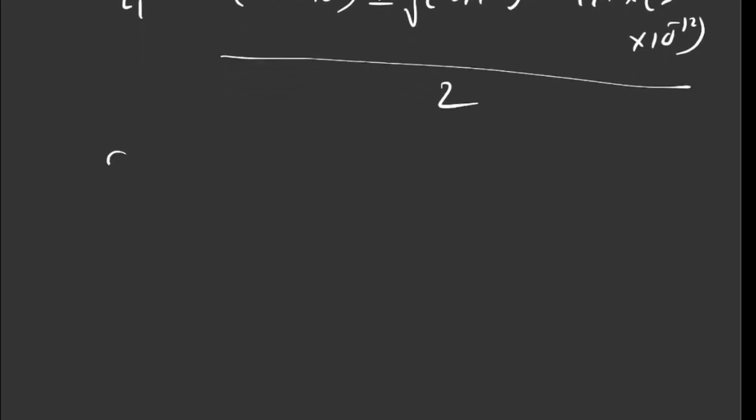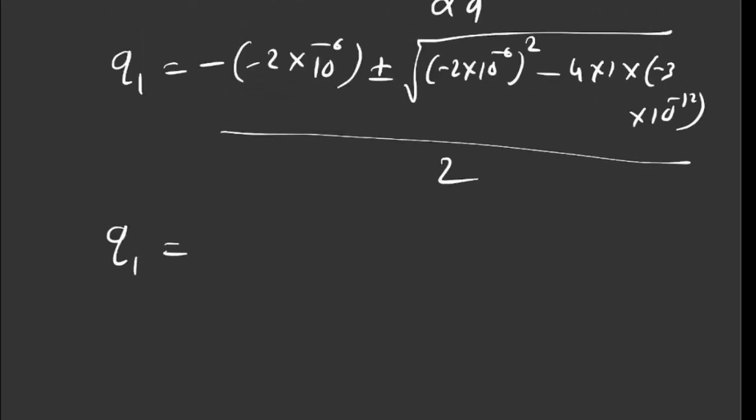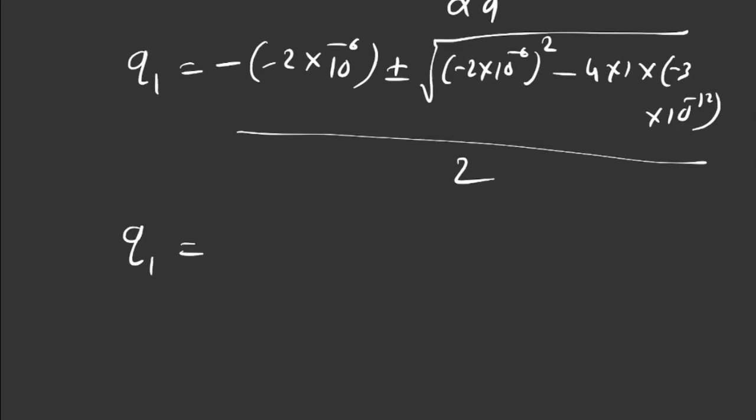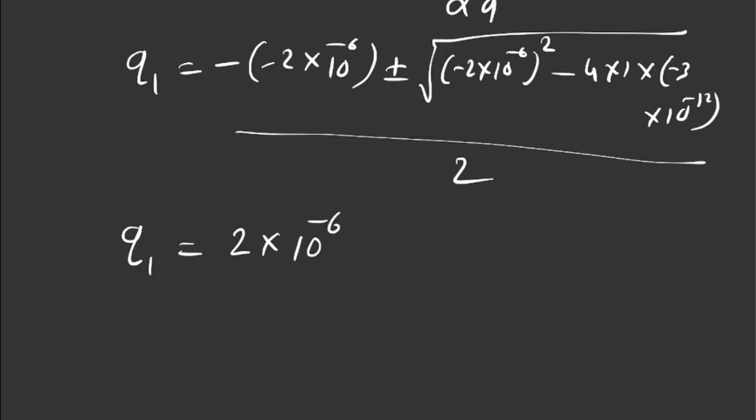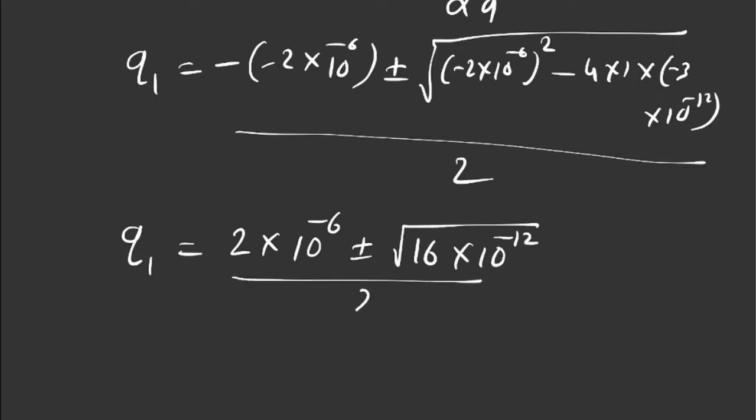Now when you solve this equation, what are we supposed to get? We are supposed to get 2 into 10 to the power minus 6 plus or minus under root 16 into 10 to the power minus 12, divided by 2.